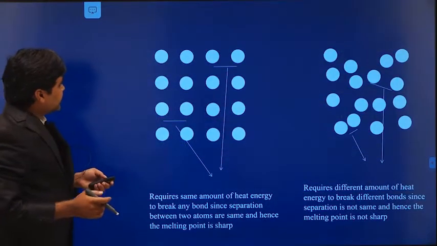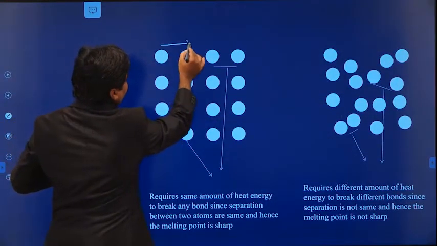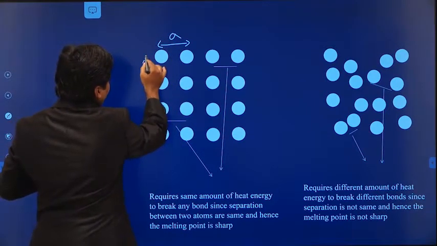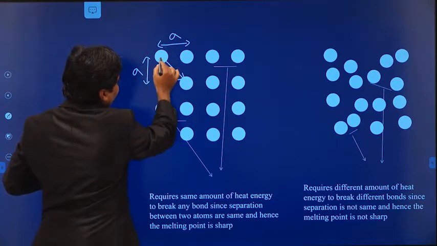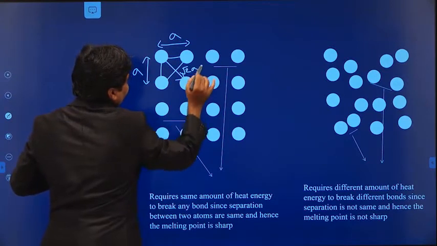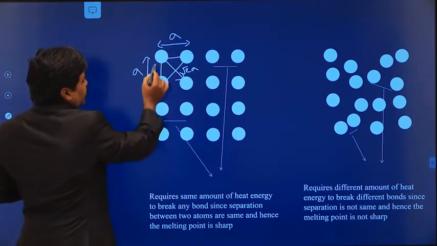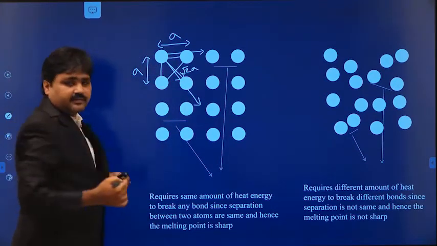Here you can see the crystalline material. The separation between these atoms, suppose this is a, and the separation between these two atoms is also a. But if you take this one, it is like a right angle triangle, so this will be square root of 2 times a. That means the separation between these two atoms is different. So the properties in this direction are different from the properties in this direction.